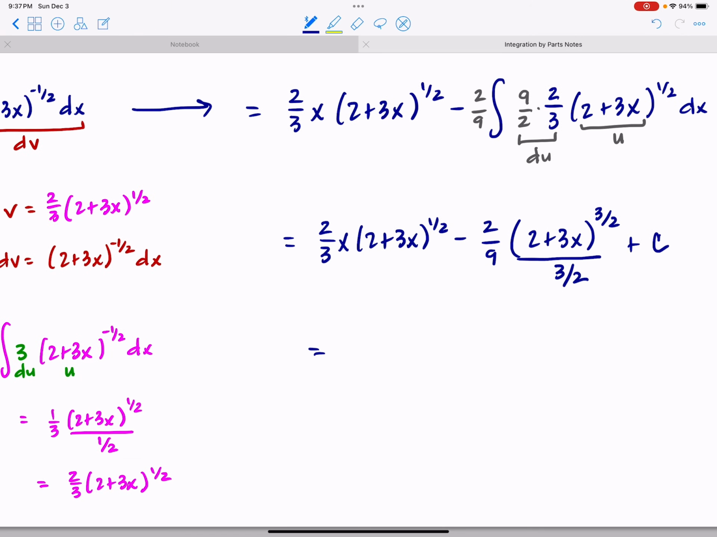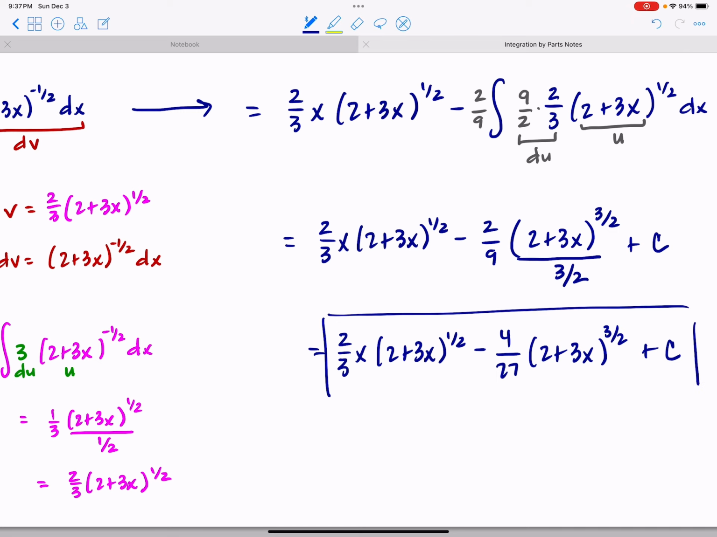And then just one more step because we want to clean up this complex fraction nonsense. So almost there. 2/3 x, 2 plus 3x to the 1/2 coming down, minus. If I divide by 3/2, that's the same as multiplying by 2/3. So if I have 2/9 and I multiply by 2/3, that becomes 4/27. So this will be 4/27, and then 2 plus 3x to the 3/2 power, and then plus c. And so this would be a perfectly acceptable answer.